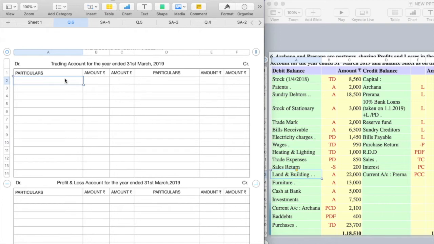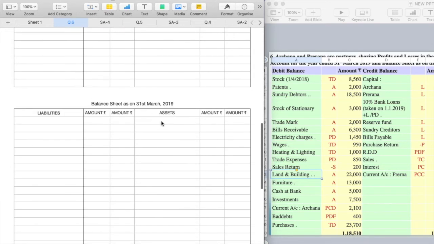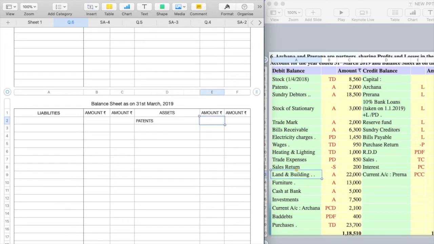Okay, sure. Let us start with the posting of the trial balance first. So to opening stock, outer column 8,560. Then patents will go in assets, inner column 2,000, leave one line. Then sundry debtors 18,500, two adjustments are there, leave 3 lines. Then stock of stationery, so after leaving 3 lines write stock of stationery 3,000, outer column as there is no adjustment. Trademark, again in the asset, it is an intangible asset, outer column as there is no adjustment on it, 2,000.